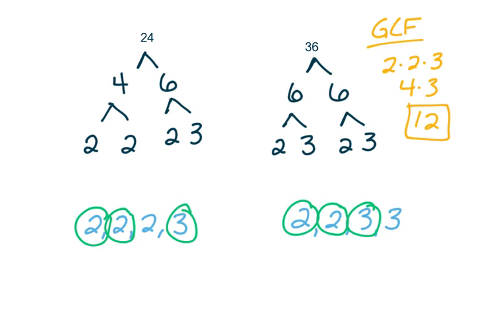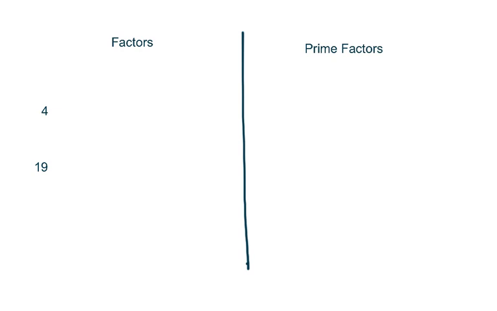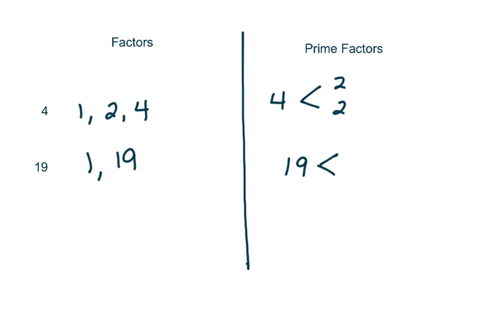So the last thing that I want to mention is that if we are comparing two different things, so here we have factors, which would be 1, 2, and 4, and 19 only has factors of 1 and 19 because it's a prime number. If I was doing a tree, it would be 2 and 2, and then 19 doesn't really have any. So in this case, the greatest common factor would be 1, because that's the only factor that they have in common. And so that is how we find the greatest common factor.